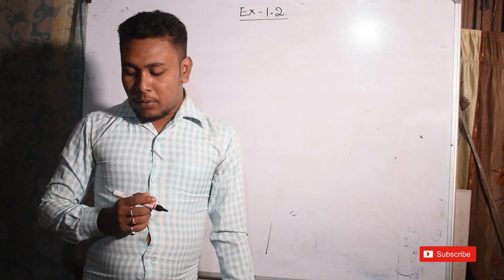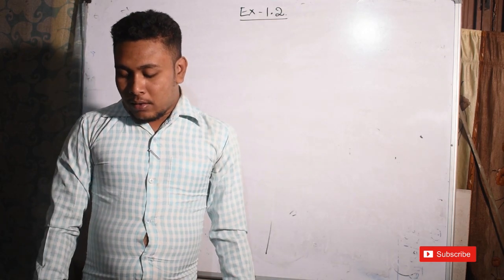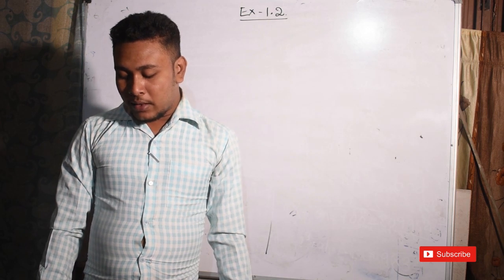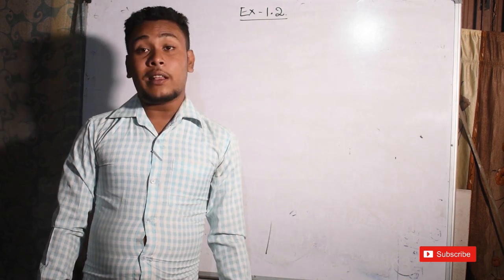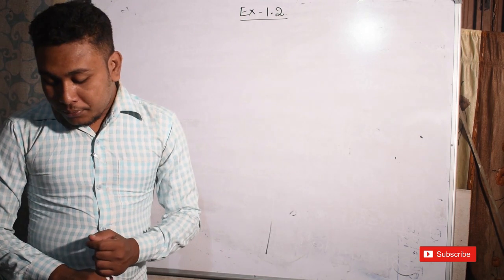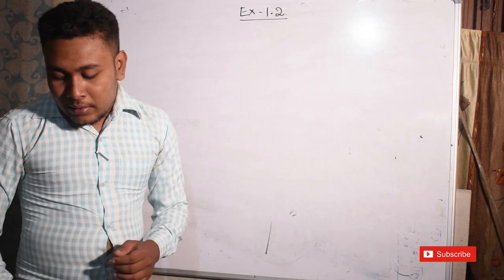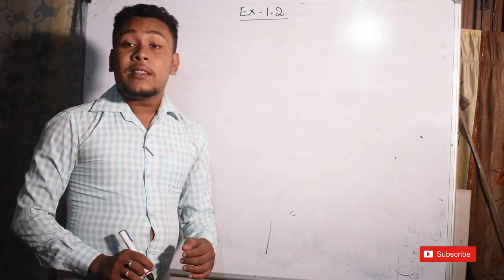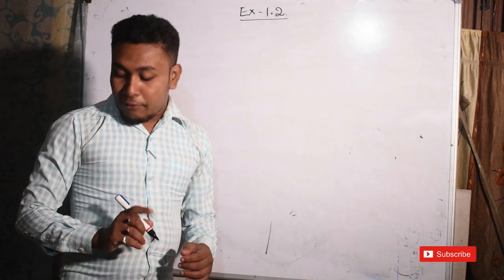In the second part we will be seeing the 5th question, that is check whether 6n can end with the digit 0 for any natural number. Okay, let us start exercise 1.2. The first question is express each number as the product of its prime factors.